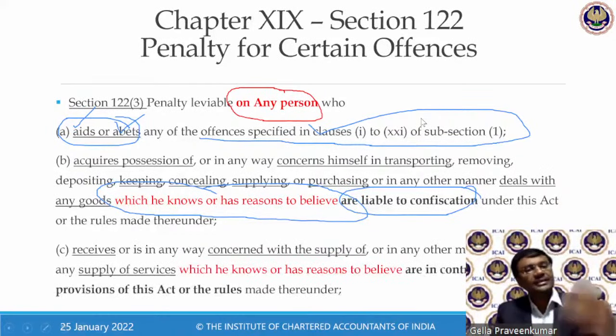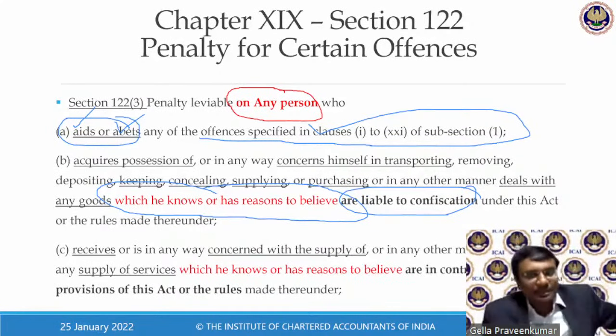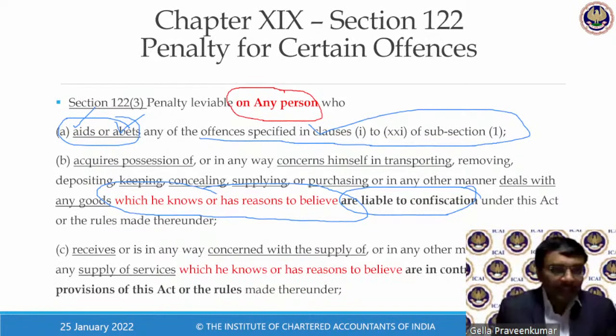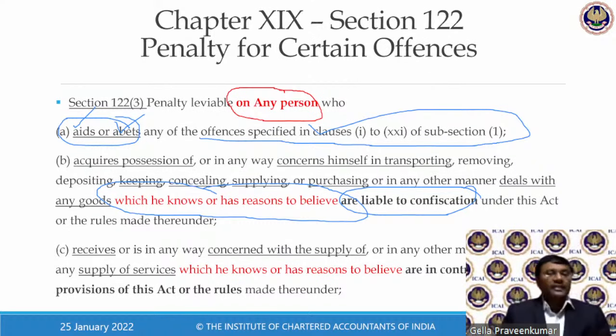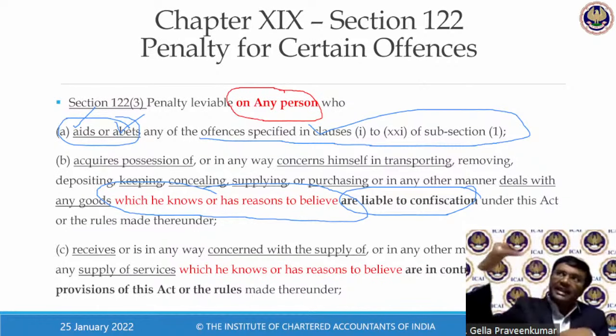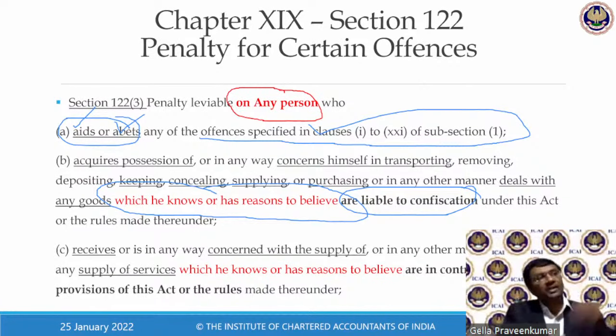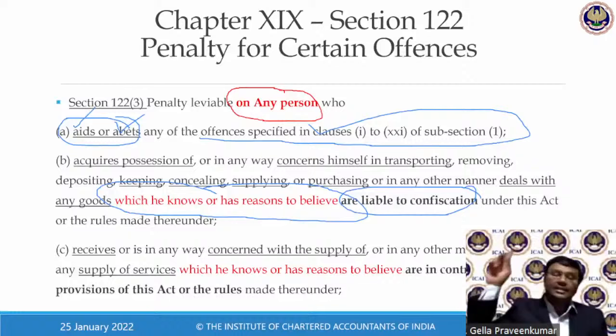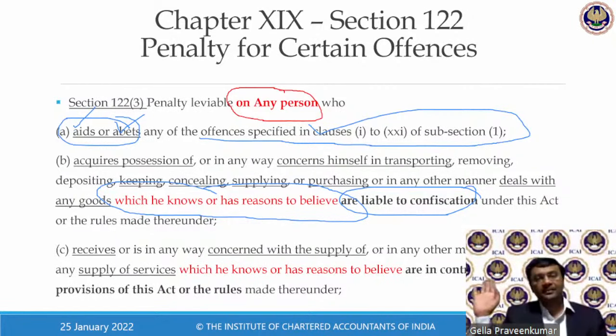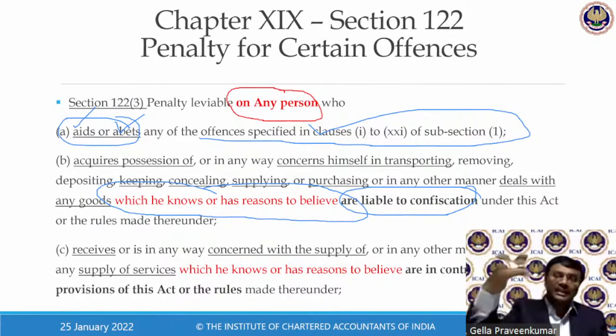Who receives or is in any way concerned with the supply of, or in any manner deals with the supply of, services which he has reason to believe are in contravention, like rendering of services. I give a legal opinion to a contractor. The contractor does the construction of a wall at my building. Contravention: I don't raise an invoice, he doesn't raise an invoice. I can call it a barter. Contravention of a service.